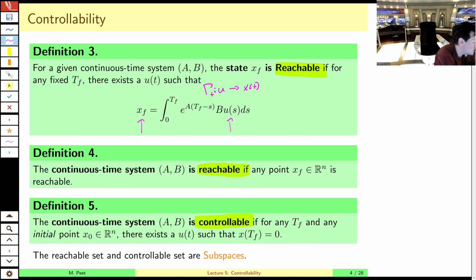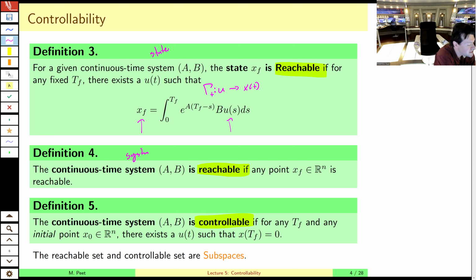And this is from the previous slide, of course. So, reachability. What I sort of motivated on the previous slide: we say a state is reachable, which is different than a system being reachable. So this one is the property of the system, and this is the property of the state.